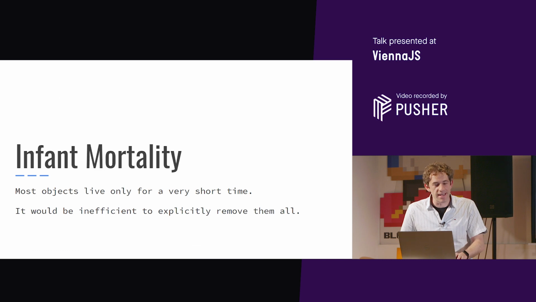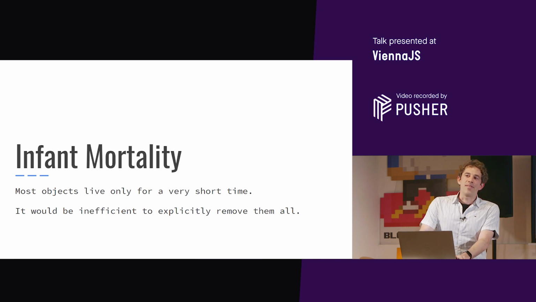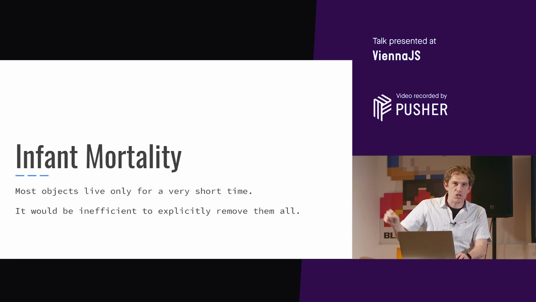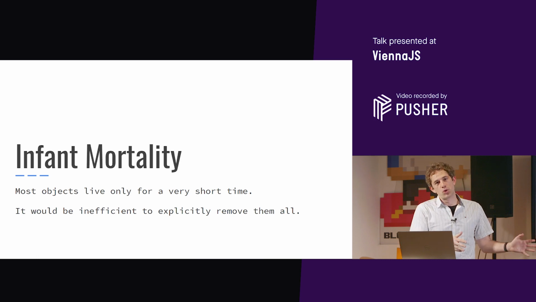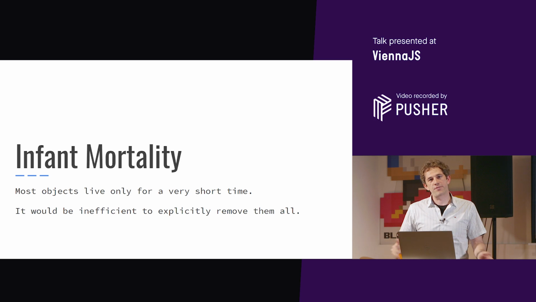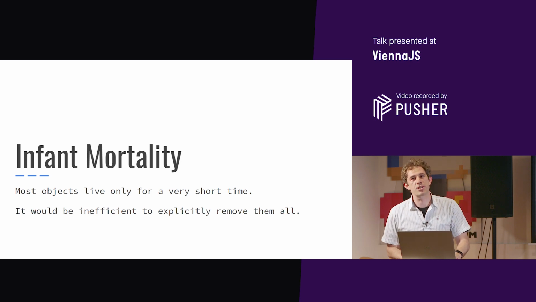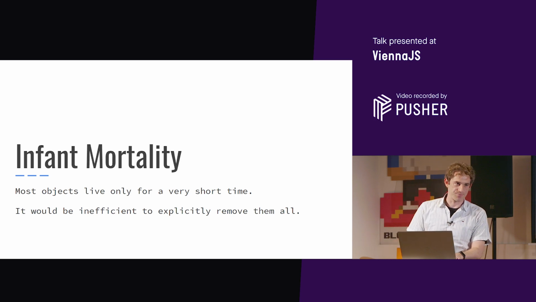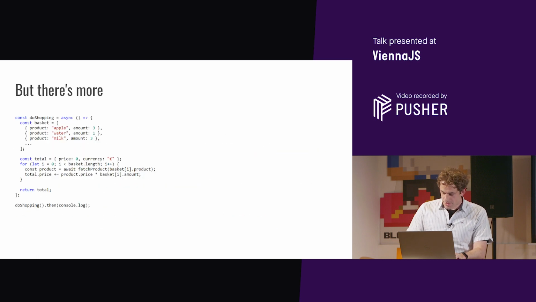And the reason why it works like this is an effect we call infant mortality. And this means that we know that most objects that we are using don't live for a very long time. So it is very inefficient if we just go through the heap and pick each of these objects. And therefore, we just take the few objects that we know will survive, put them into another memory space, and just remove the rest. So this is how it is usually done. So I'm just skipping it.